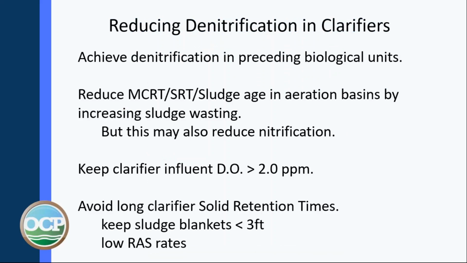To reduce denitrification in your clarifiers, you need to achieve denitrification in the preceding biological units, which are your aerated units. You can reduce MCRT, sludge retention time, or sludge age in the aeration basins by increasing sludge wasting. But if you reduce it too much, you will also reduce the nitrification, and you won't be removing your ammonia effectively. You want to keep the clarifier influent DO greater than 2.0 parts per million.